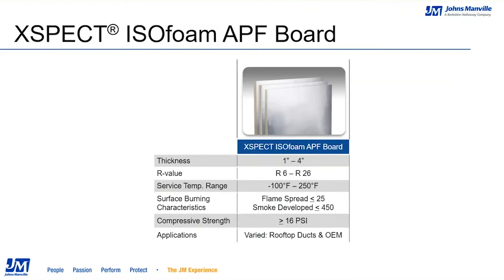Expect's R values range from R6 to R26, and the surface temperature range is from -100 degrees Fahrenheit to 250 degrees Fahrenheit. The surface burning characteristics of Expect, as defined by ASTM E84, include a flame spread of less than or equal to 25 and a smoke development of less than or equal to 450. Expect has a compressive strength of greater than or equal to 16 psi and is used in a variety of applications.